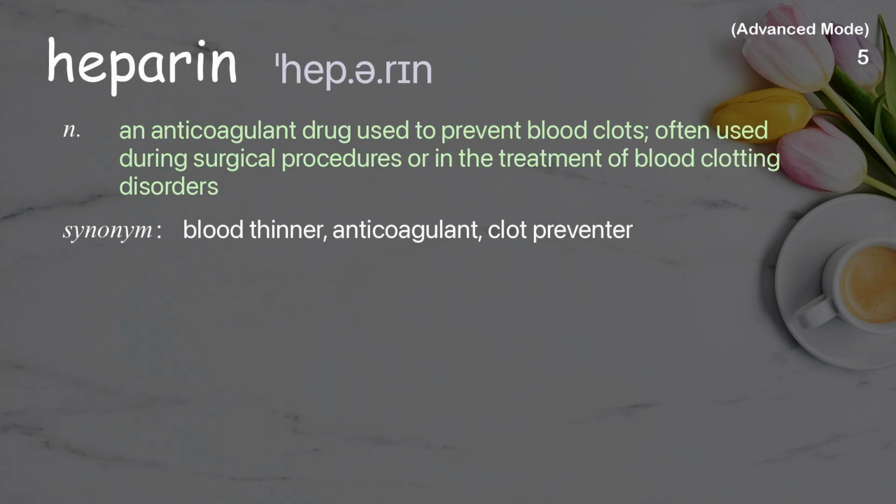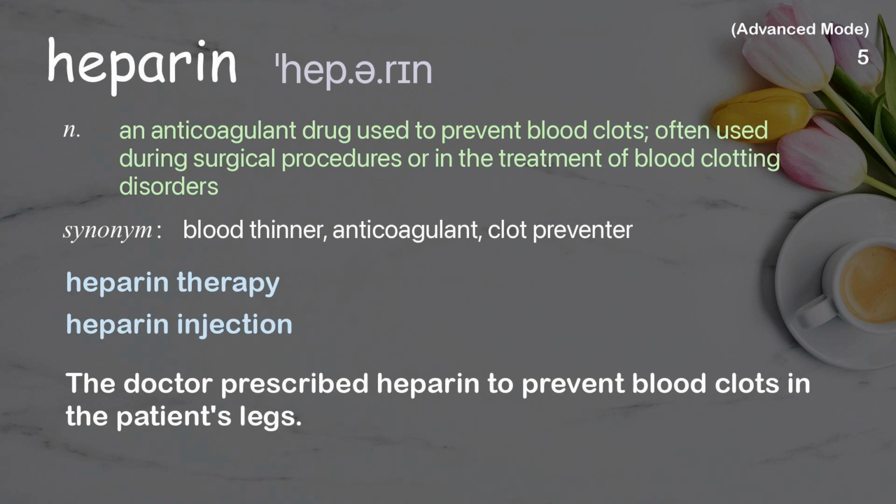Heparin. An anticoagulant drug used to prevent blood clots, often used during surgical procedures or in the treatment of blood clotting disorders. Examples: Heparin therapy. Heparin injection. The doctor prescribed heparin to prevent blood clots in the patient's legs.